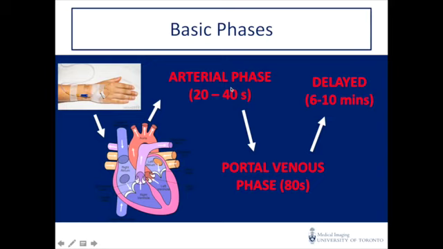The blood then goes from the arteries into the various organs like the liver, the spleen, as well as the bowel, and then from certain organs it drains into the portal venous system. Okay? And when most of the contrast is in the portal veins, that's the portal venous phase. And we generally image 80 seconds after the injection of the contrast bolus to image in this particular phase. And then you can also do delayed images, where you wait about 6 to 10 minutes before you image.